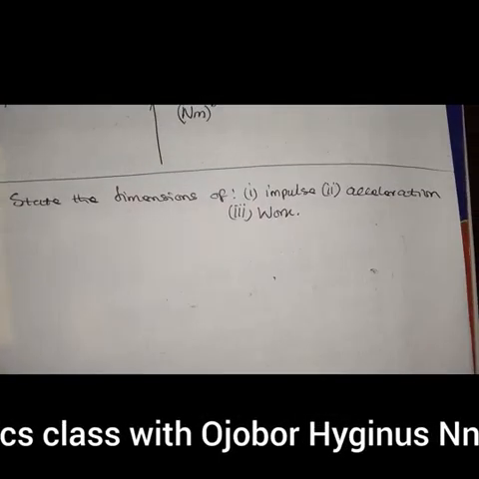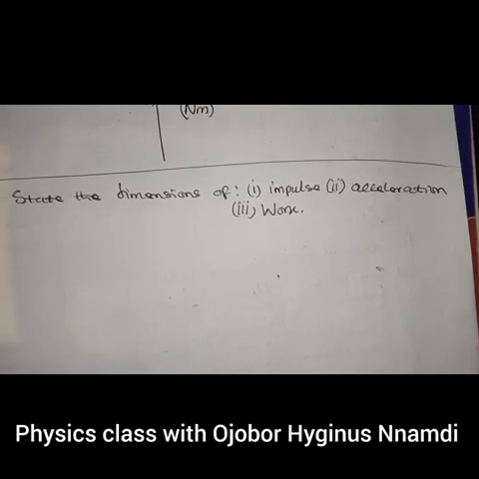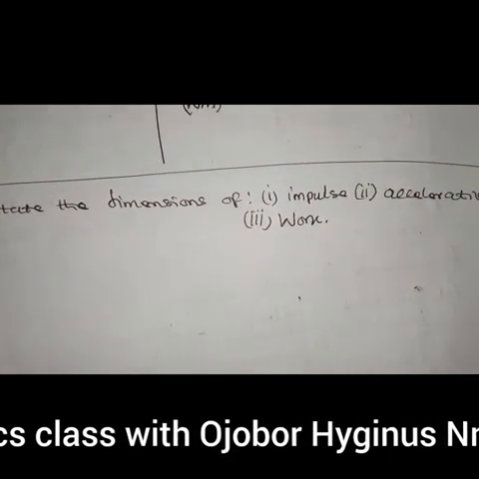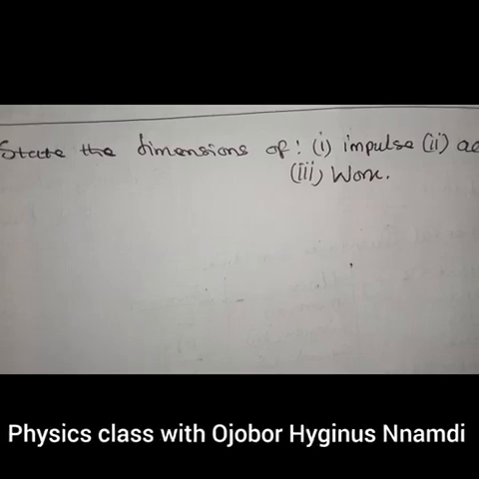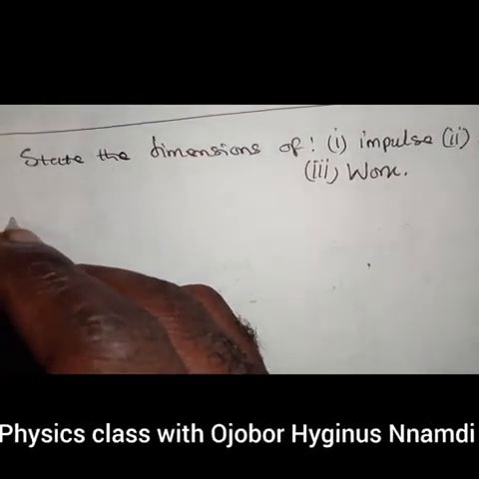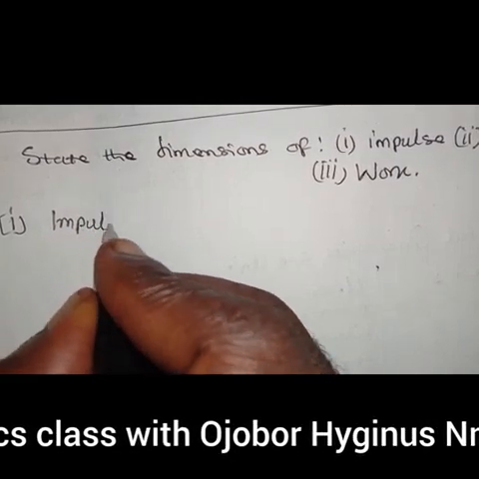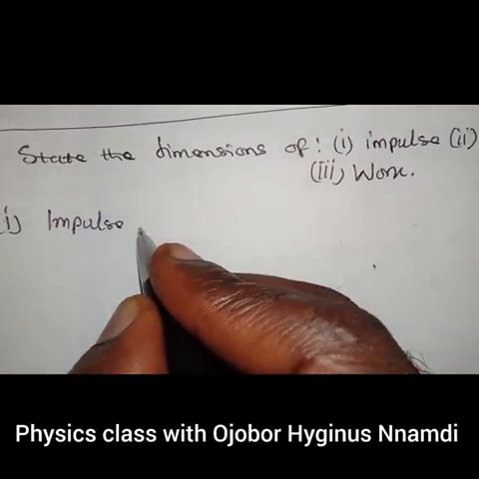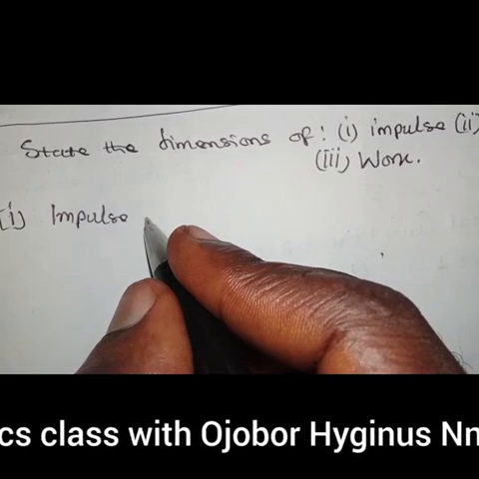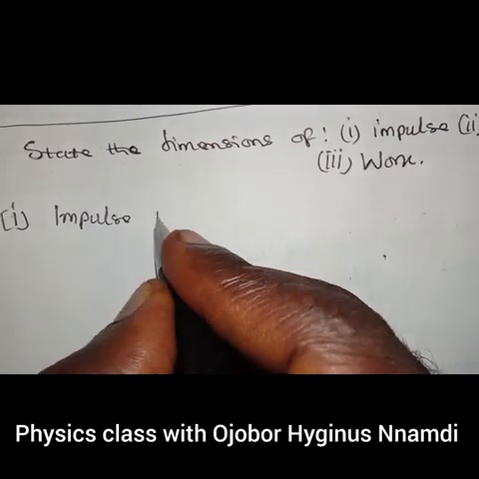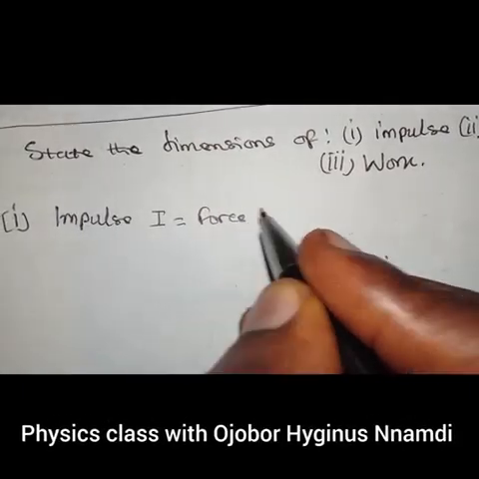So this is a WAEC question that said, state the dimensions of impulse, acceleration, and work. Now, we are going to solve it. We are not just going to state it, because we've not solved it. We are going to explain how this is gotten. Before you are able to determine the dimension of any physical quantity, you have to know either the formula of the quantity or the unit of the quantity. Impulse is represented with I, which is the product of force and time by formula.